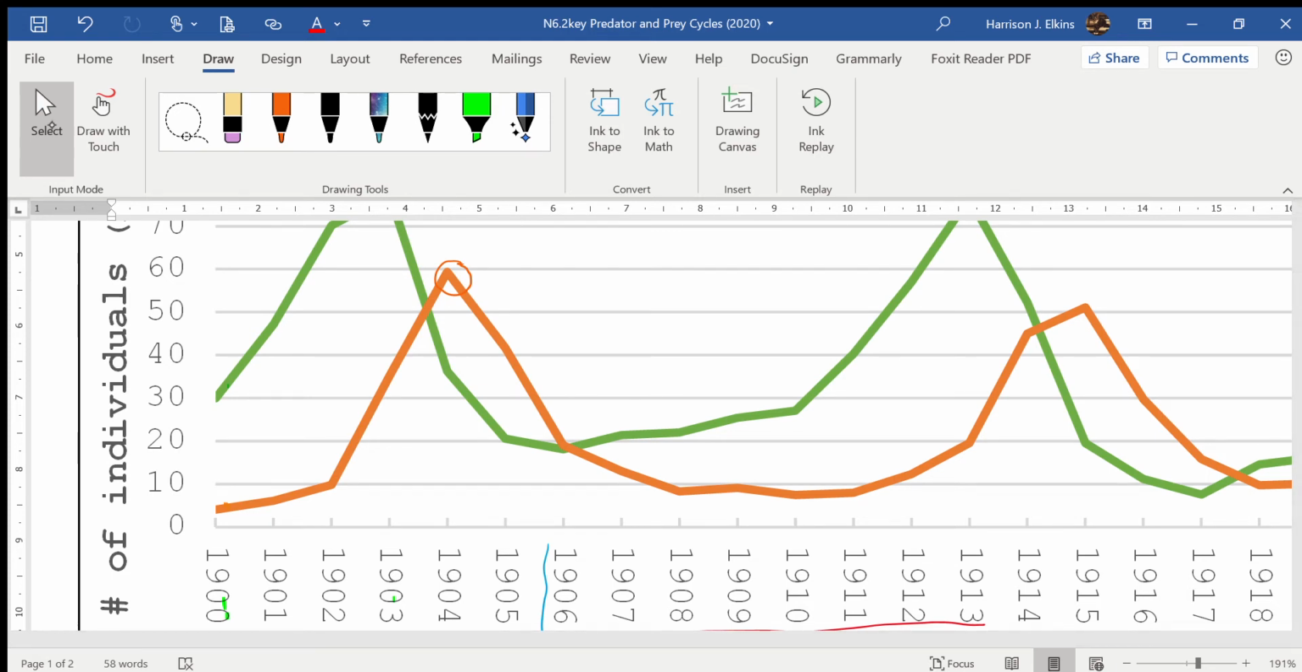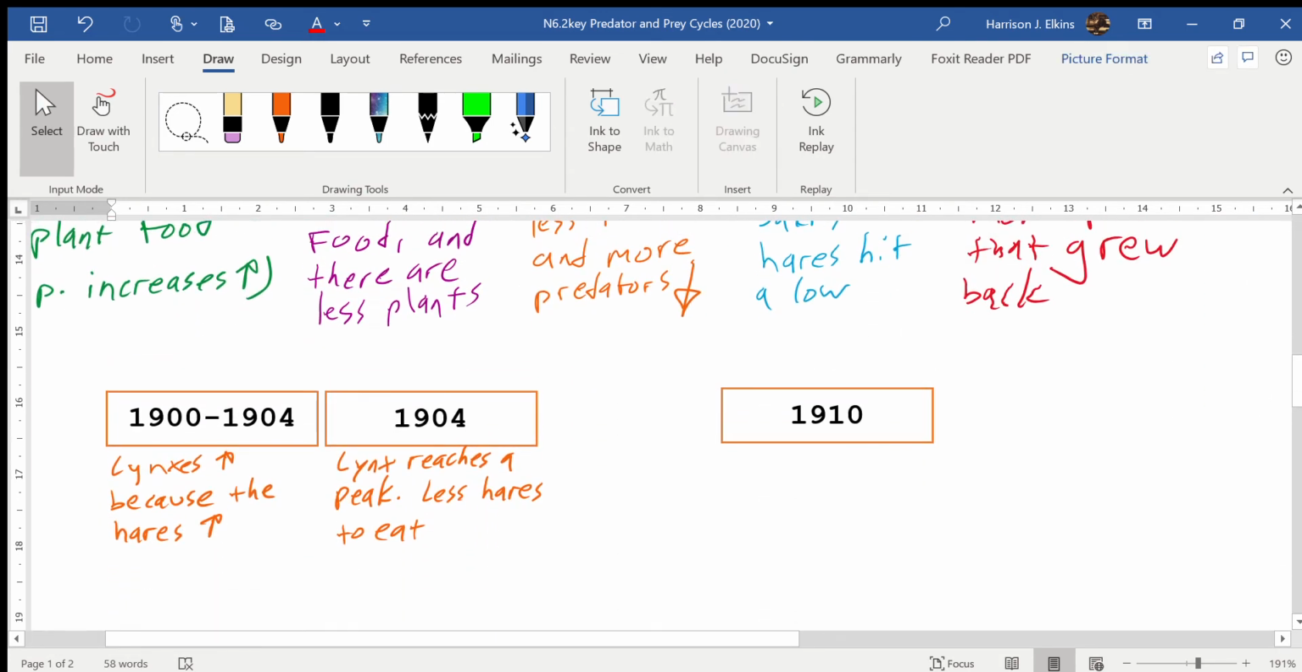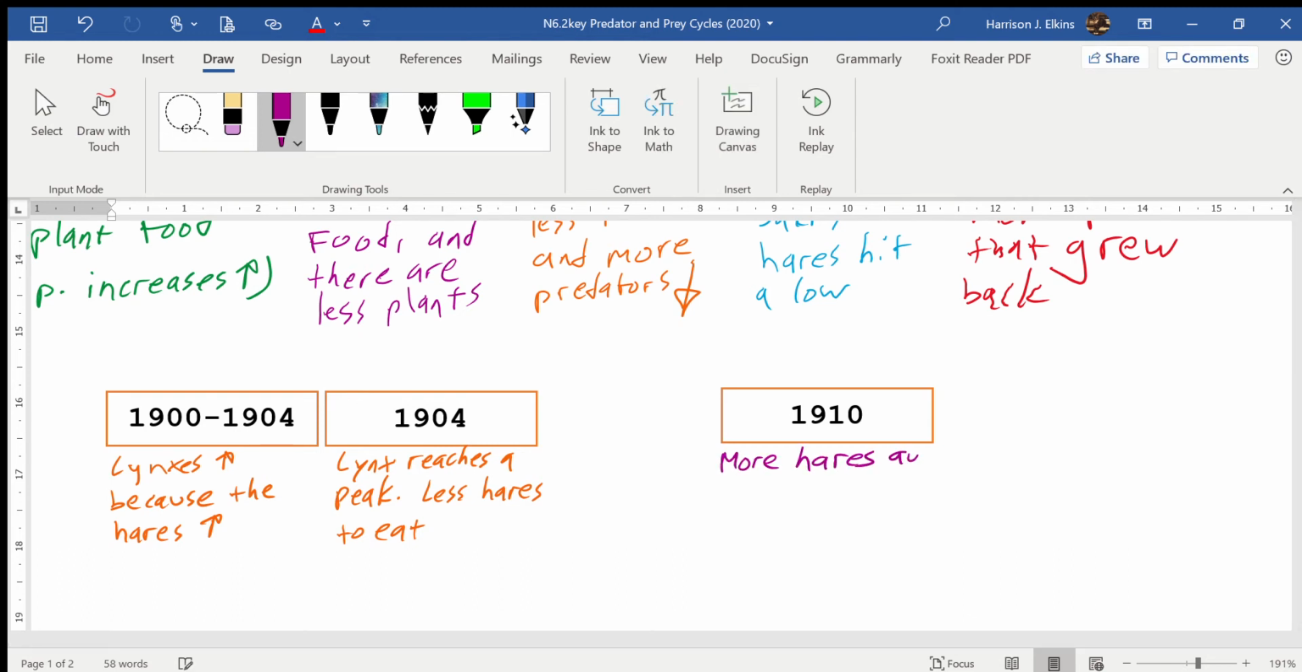All right, so keep in mind this is happening over a span of many years, and so a full cycle here is happening every 10 years about. And so the hares start increasing, and so then we're going to start seeing more lynxes. Okay, so let's do that. Now, so lynxes eat more.